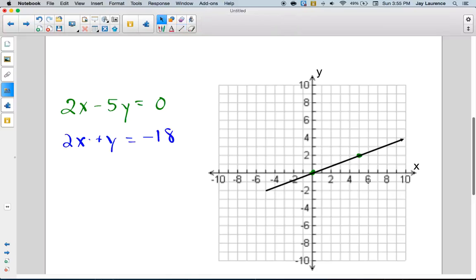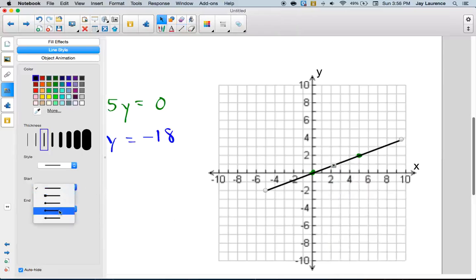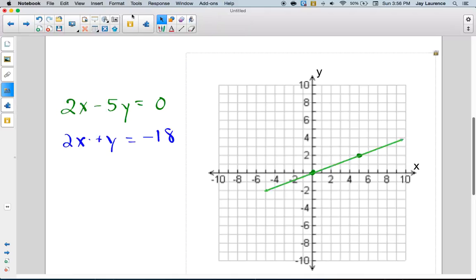And I'll change its colors. All right, put an arrowhead on that end. And make it green. There we go. Okay, the blue equation looks like it has an x-intercept of -9, and then a slope of -2. So I'm going to go down 2 over 1, down 2 over 1, down 2 over 1. Oops, down 2 over 1.